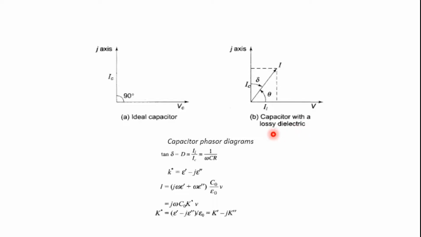So it would be premature to conclude that the dielectric material corresponds to an RC parallel circuit in its electrical behavior. The frequency response of this circuit can be expressed as the ratio of the loss current to the charging current. This is nothing but what we call the loss tangent. That is tan delta is equal to IL by IC, that is equal to 1 by omega CR.